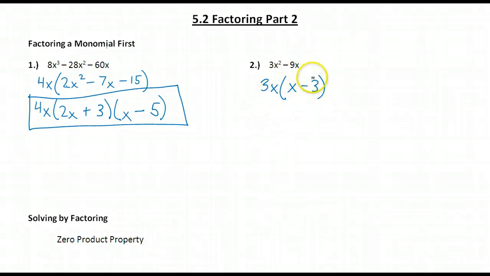At this point, I'd want to factor x minus 3. But x minus 3 already is factored. I can't factor it anymore. So to factor this binomial, I just need to factor out a 3x. This is as far as I can factor this problem.